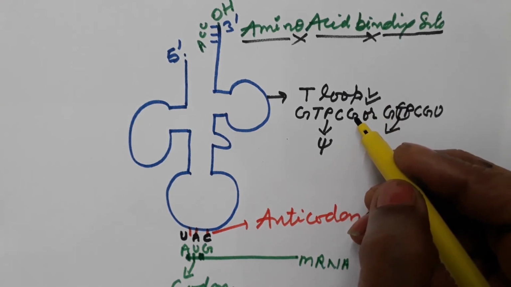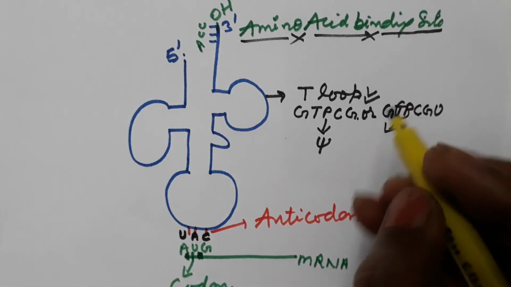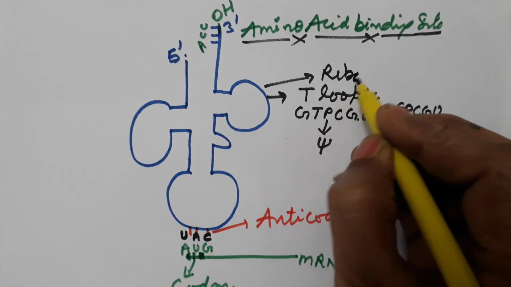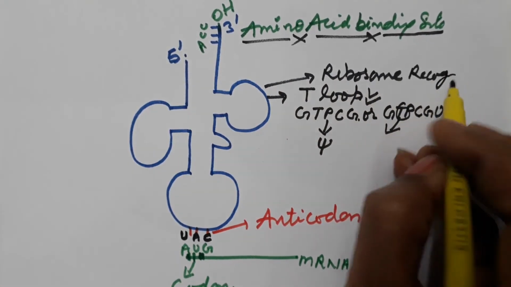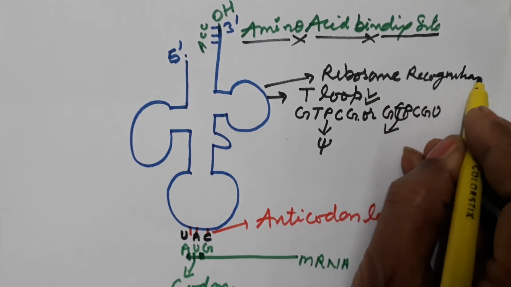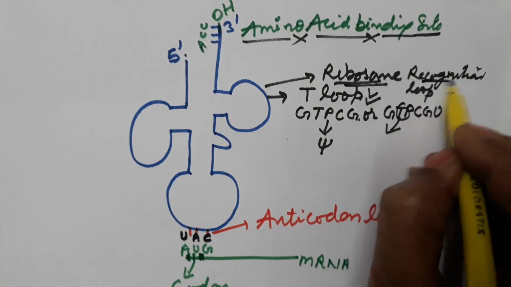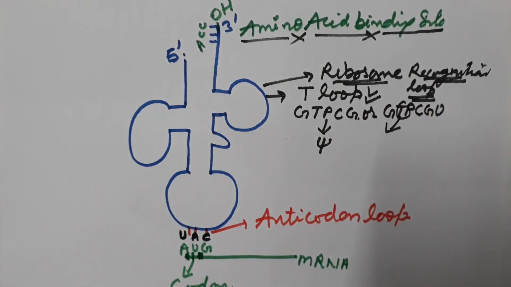What function is this loop going to perform? This is known as the ribosome recognition loop. So it recognizes the ribosome. This is the function of the T loop.